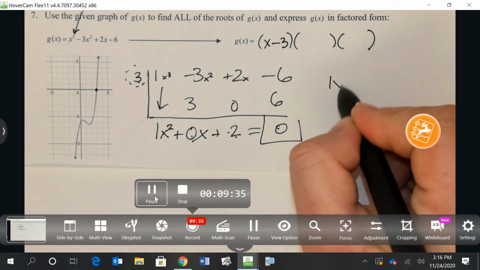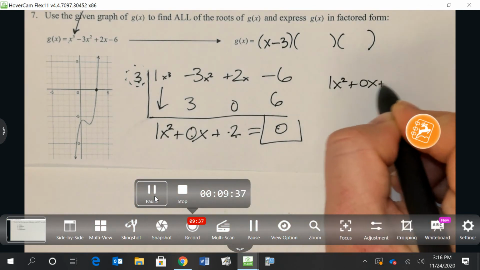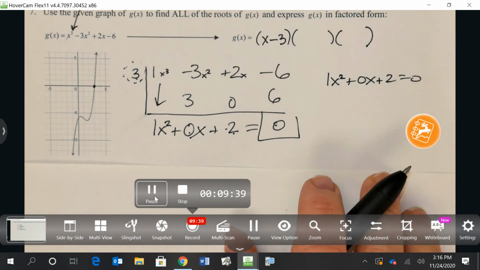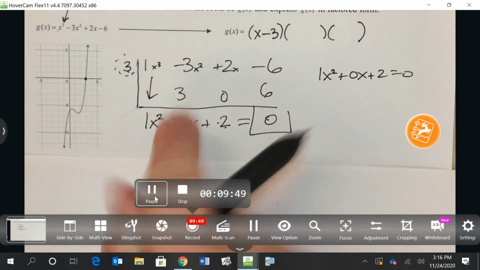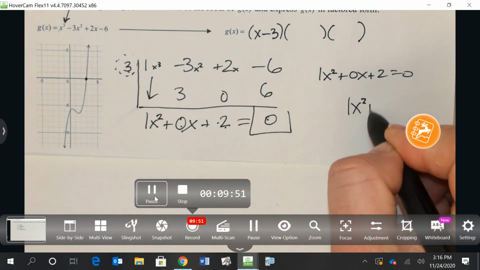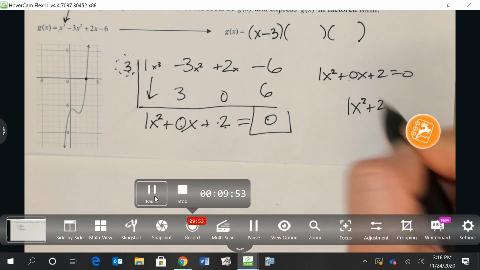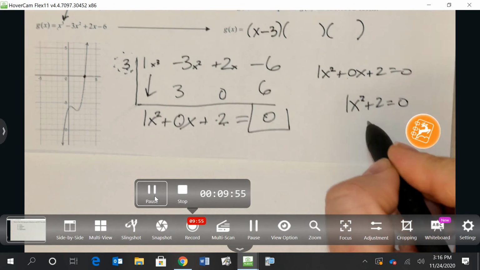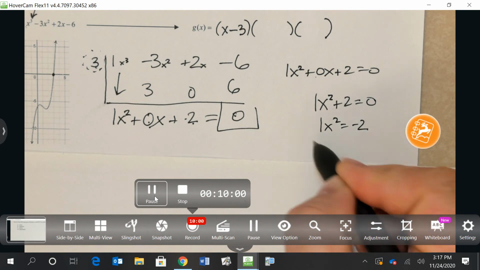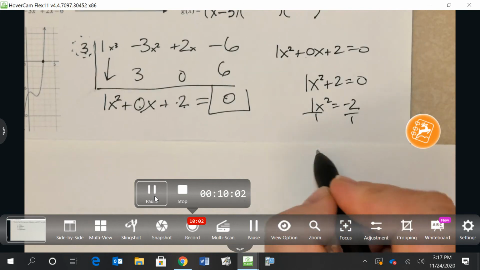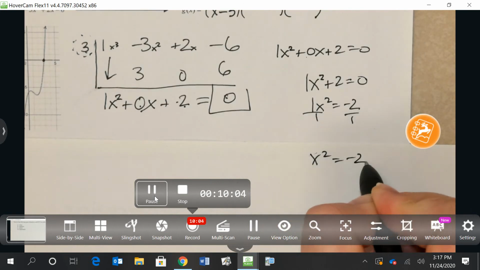So I have 1x squared plus 0x plus 2 equals 0. Now you could solve by factoring, you could solve by completing the square, you may try to factor here, but the cool part is when you have no middle, there's an even easier way. 0 times anything is 0, so I don't really have a middle term there. If I asked you to solve, the first thing you do is subtract 2 to the opposite side. Then you divide by 1, and I have x squared equals negative 2.